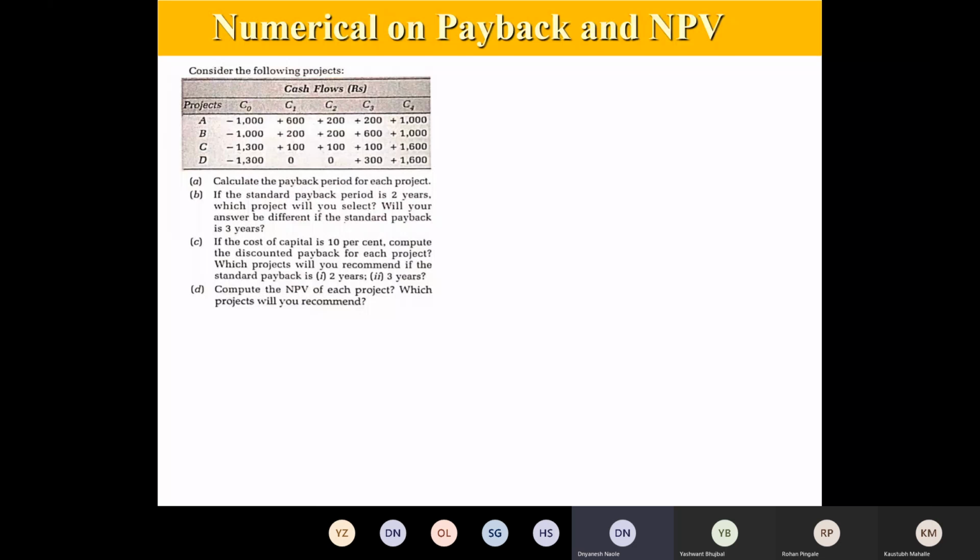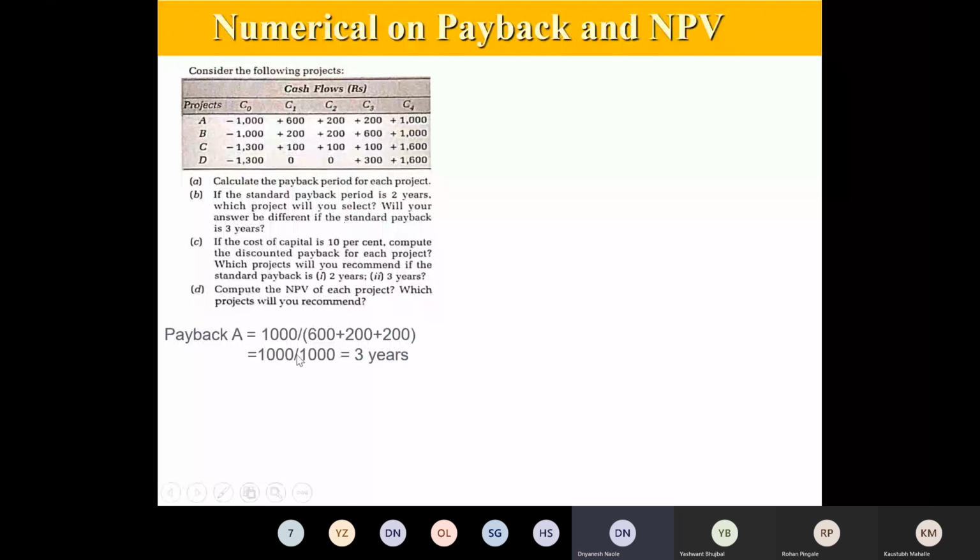For project A, the payback period will be in how many years it covers the 1,000 rupees, the initial investment. That is 1,000 against 600 plus 200 plus 200. In the first year it will cover 600 rupees. In the second year it will cover 200, total becomes 800, and third year it will be 1,000. So by the end of the third year, everything which we had invested has been covered. So the payback period for project A is 3 years.